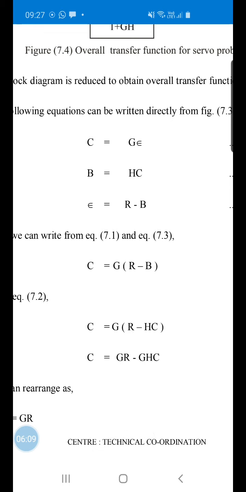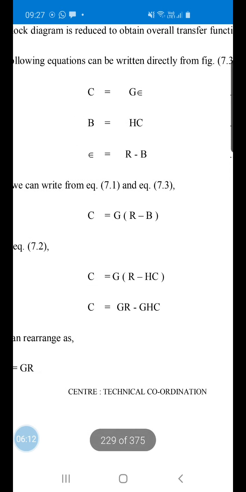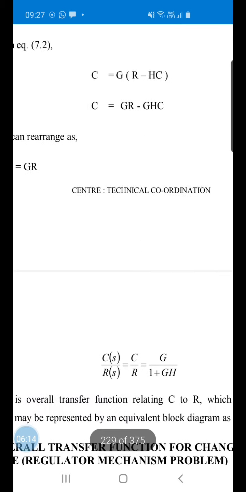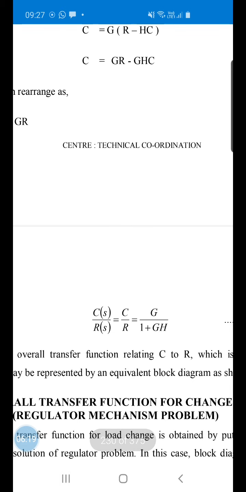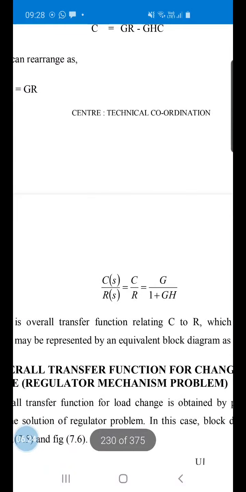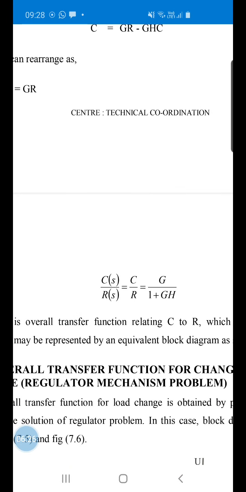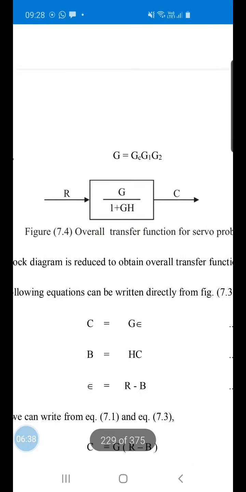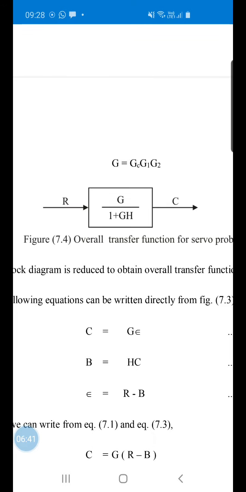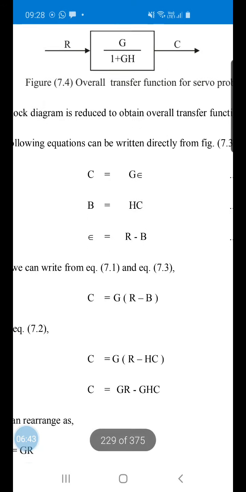So C is equal to G into R minus B, then this equation, and finally you will get C by R, that is C of S by R of S is equal to G upon 1 plus GH. So this is the overall transfer function relating C to R, which is the solution of the servo problem and may be shown by the equivalent block diagram. C by R is equal to G upon 1 plus GH.